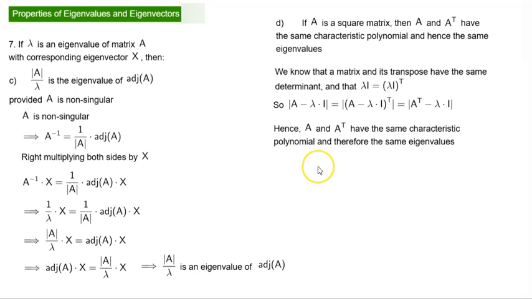So that was some properties of eigenvalues and eigenvectors. That's it for now.